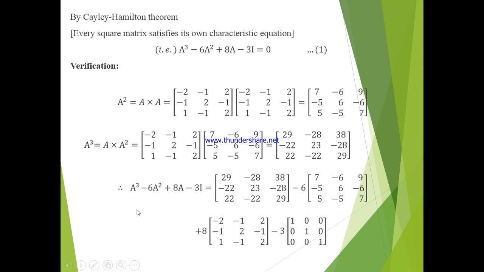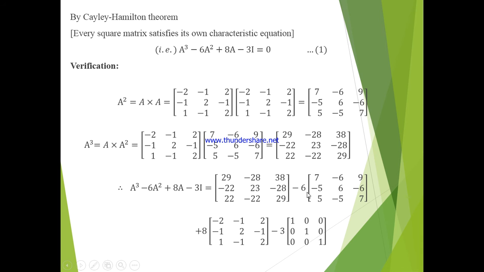So after that we have to substitute all the values. A cube matrix minus 6 into A square matrix, this one, plus 8 into given matrix A minus 3 into identity matrix. The 3 cross 3 identity matrix is 1 0 0, 0 1 0, 0 0 1.